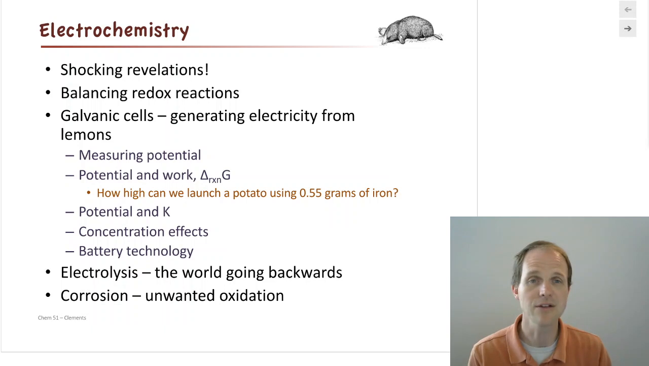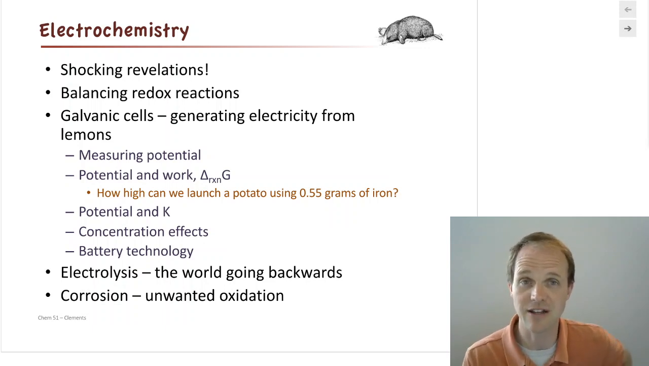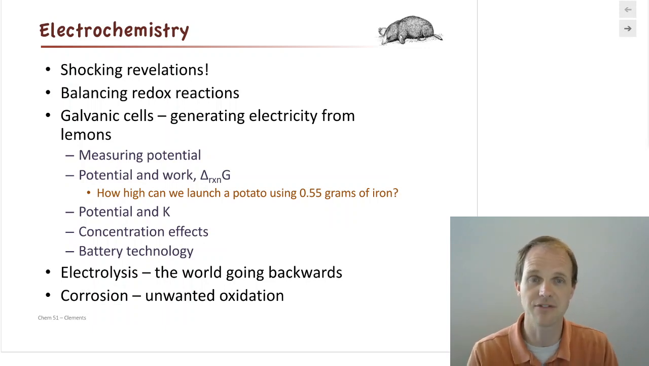So we're going to talk about all sorts of different things. Obviously, we have to start at the basics, the fundamentals of it. How do we write a good chemical reaction for these? We're going to balance chemical reactions. We're going to look at what are called galvanic cells. Galvanic cells are ones where we're going to generate electricity. We're going to run our battery and make our phone do things for us. How do we measure that potential? How is the potential related to energy that we have available?